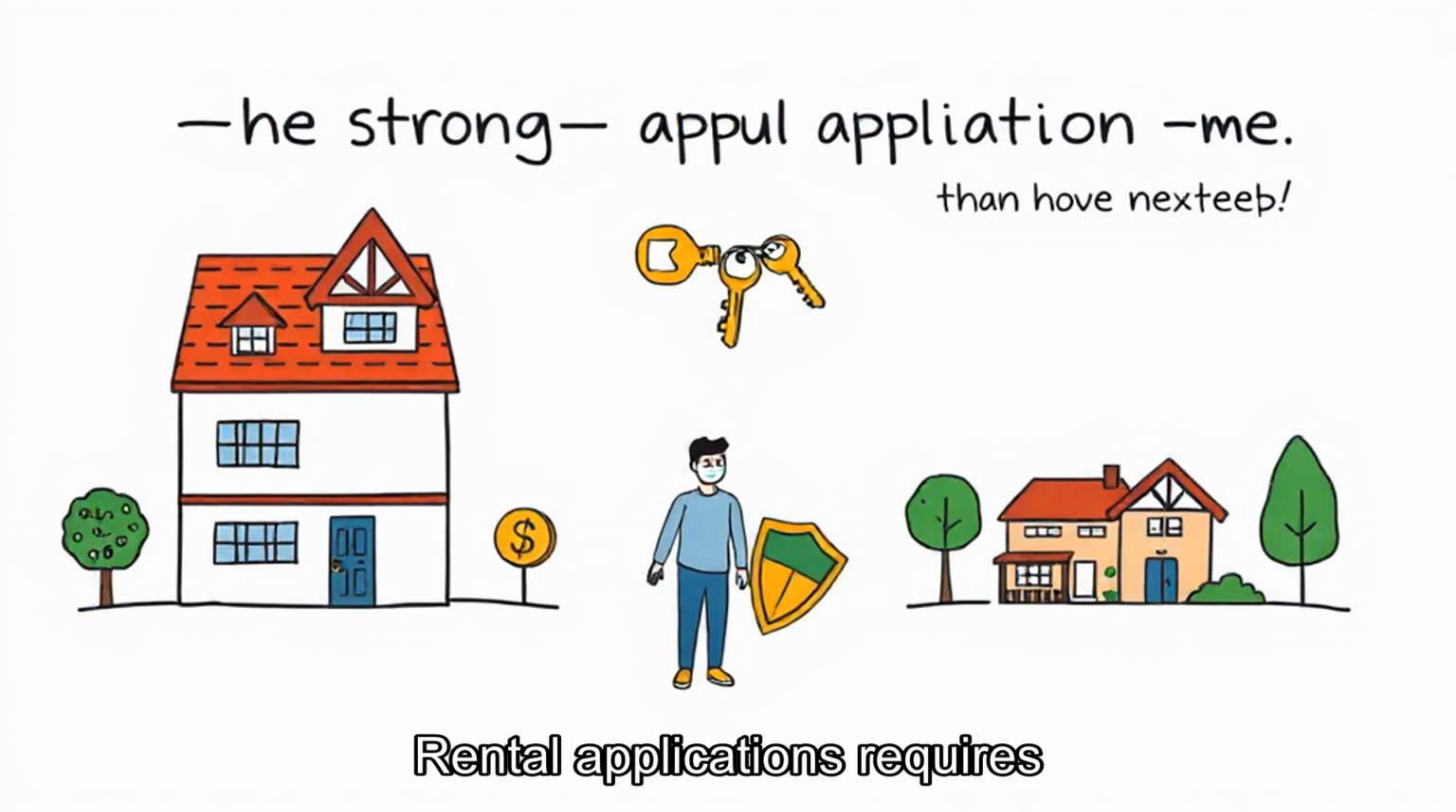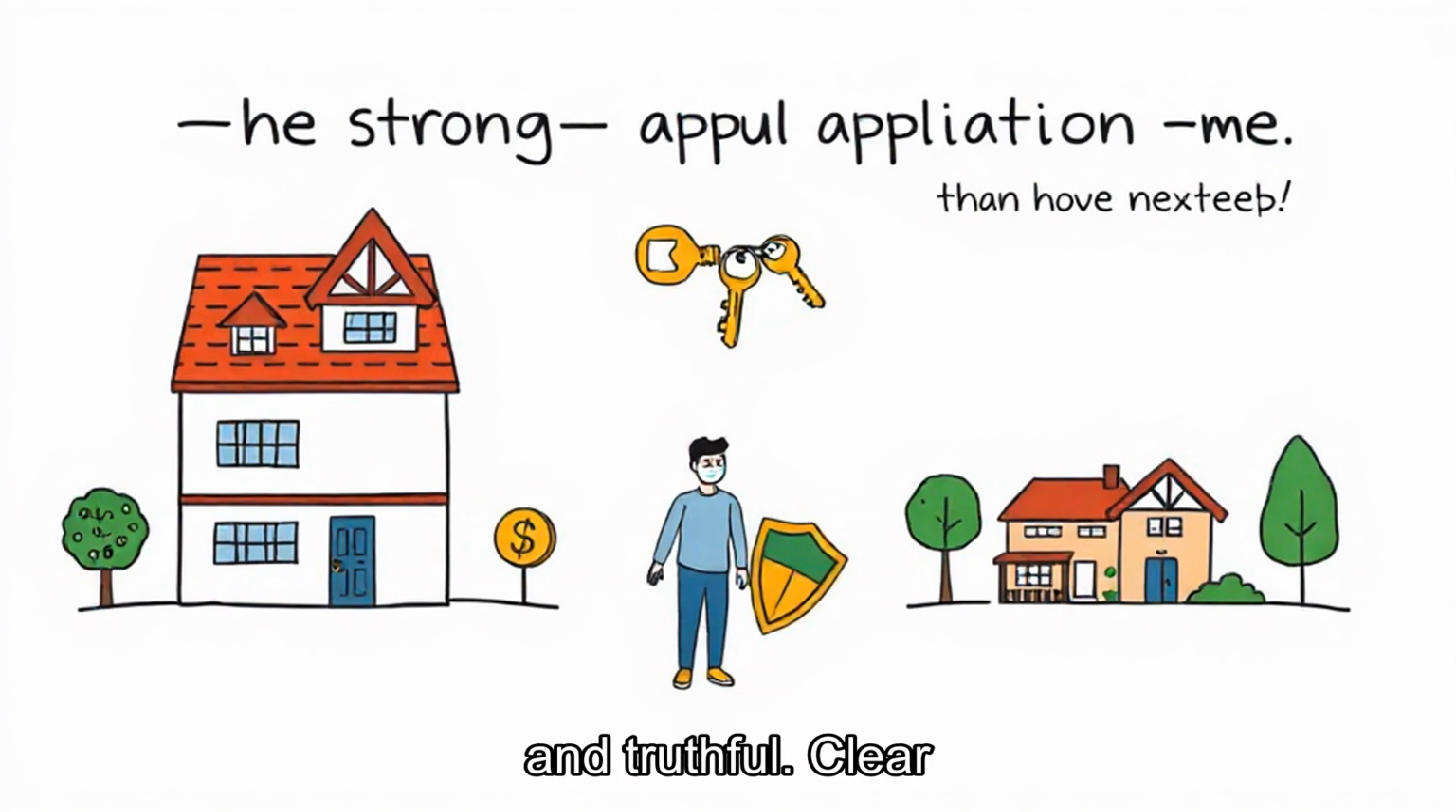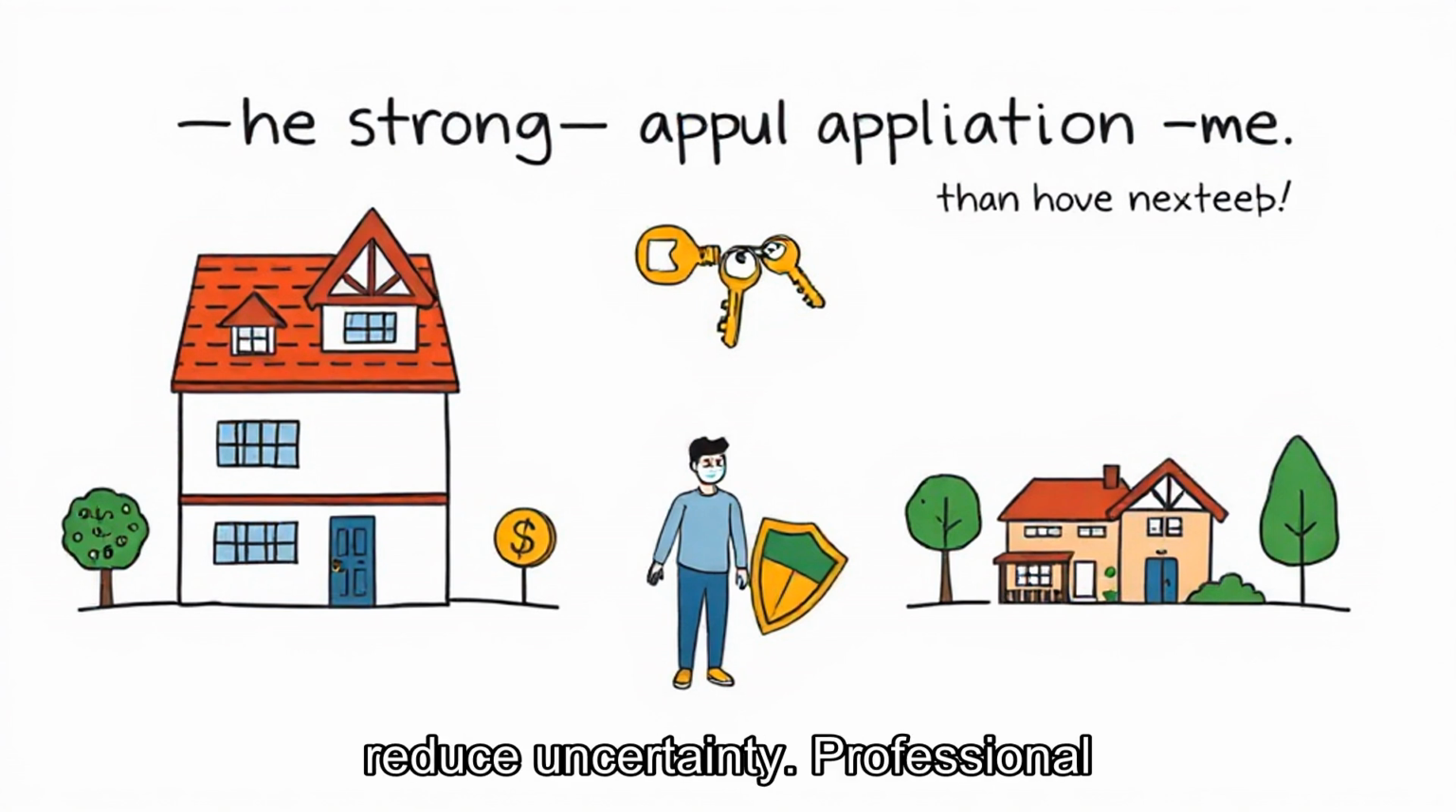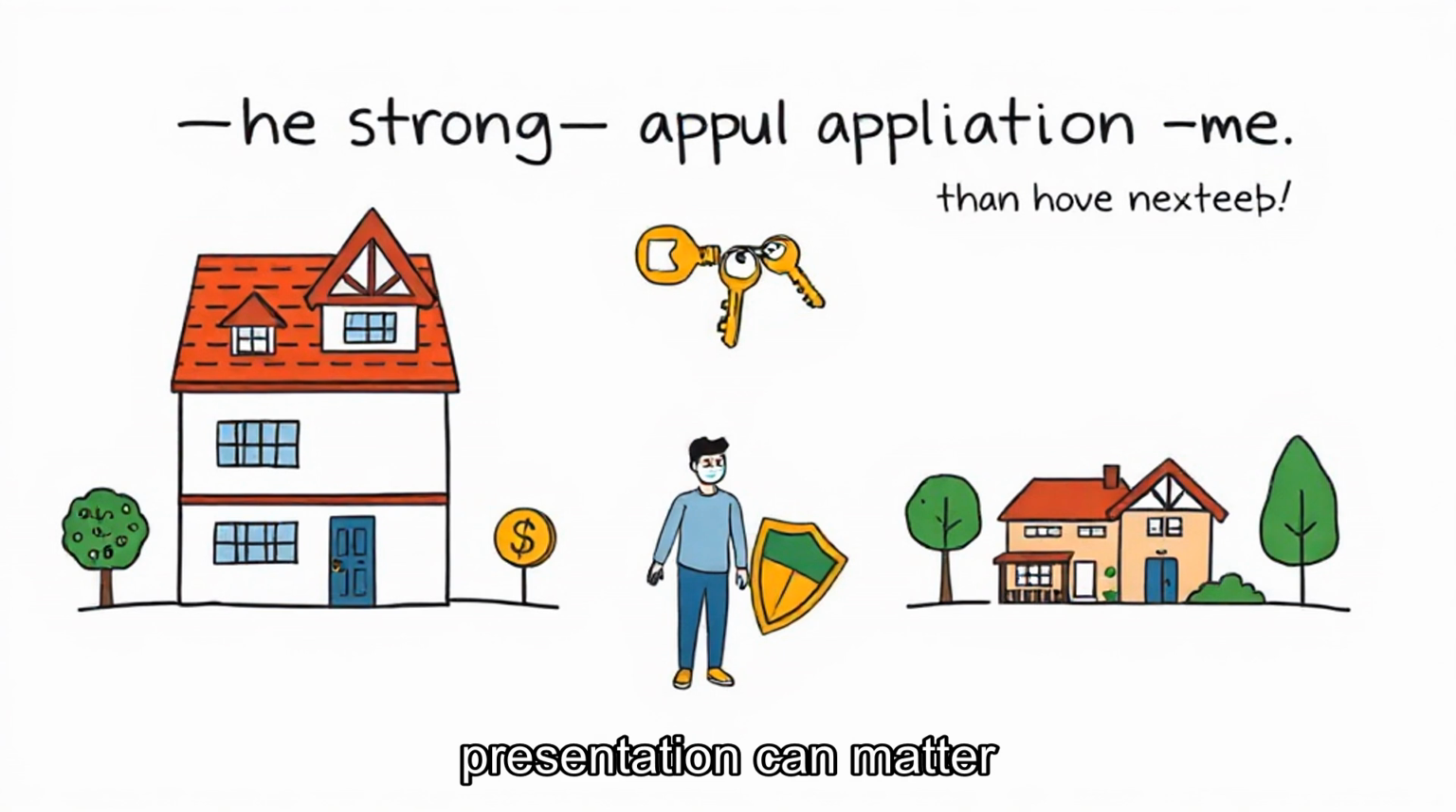How rental applications work becomes clearer when a strong application is organized and truthful. Clear documents, realistic budget, and responsive communication reduce uncertainty. Professional presentation can matter in a competitive market. Once the cause is named, the response can fit the situation more closely. For how rental applications work, the real sequence matters more than the most dramatic detail.